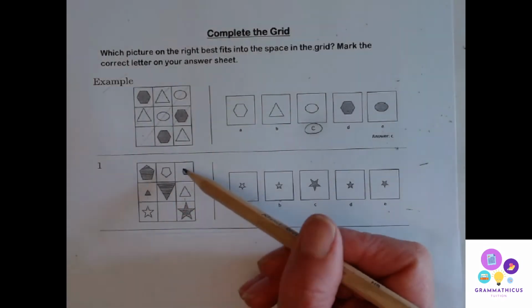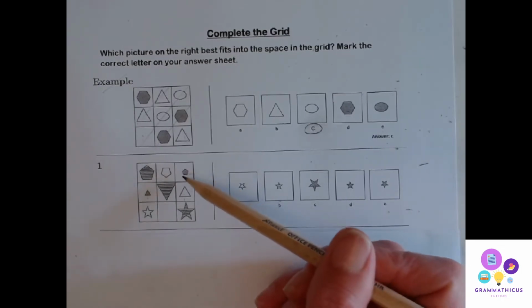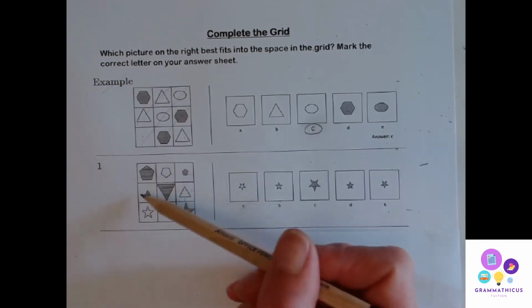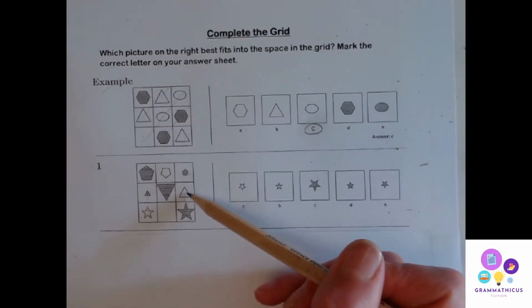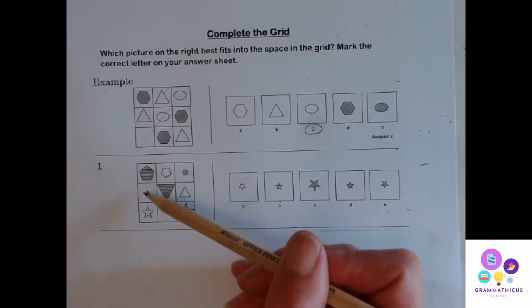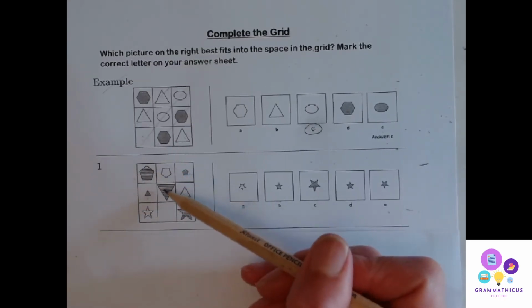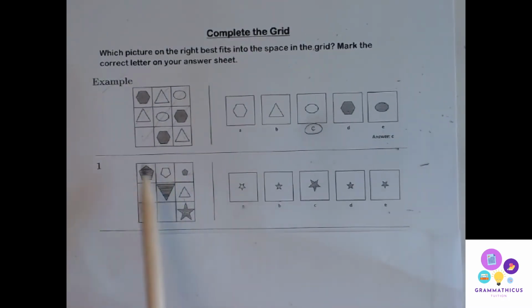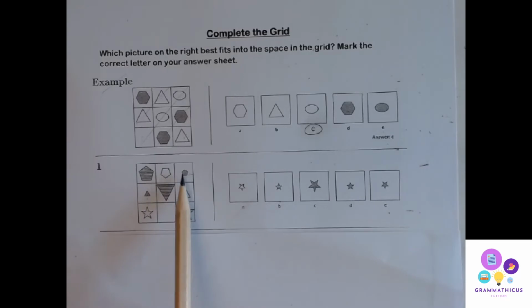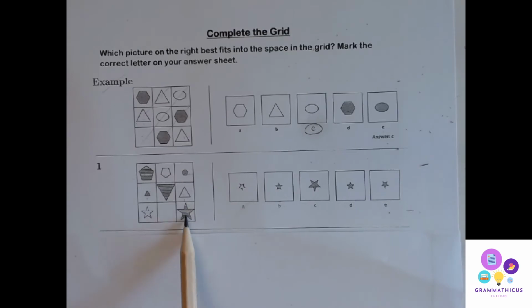If I have a little look as well at my rows here, I can see that they're all the same shape, and if I look at my columns, I can see I have a pentagon, a triangle and a star. Pentagon, triangle, star. Pentagon, triangle, so it's got to be a star. Now, I've also got those different sizes as well. I've got a large pentagon, medium-sized pentagon, small pentagon, large, medium, small triangle. I've got large, medium, but I haven't got a small star. So it's a small star that I'm going to be looking for.